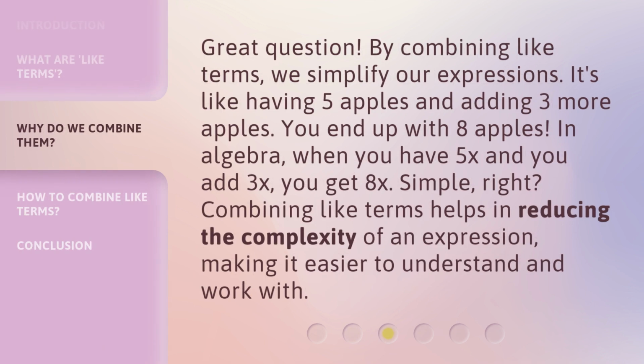By combining like terms, we simplify our expressions. It's like having 5 apples and adding 3 more apples. You end up with 8 apples. In algebra, when you have 5x and you add 3x, you get 8x. Simple, right? Combining like terms helps in reducing the complexity of an expression, making it easier to understand and work with.